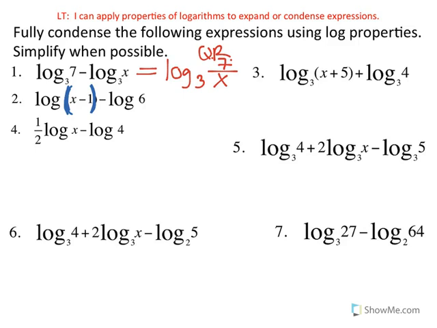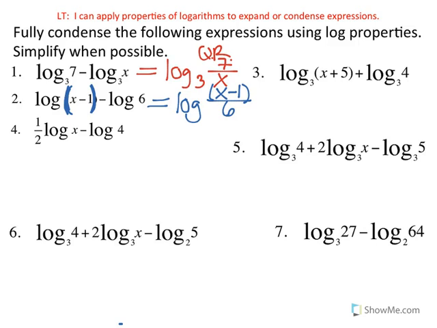Okay. So now that we've covered that, think about your rules that you know so far. Which rule says I've got two logs with the same base that are being subtracted? This is the quotient rule again. Okay. So I'm going to take the log of my base, which is 10. You can either write it or you can not. Log base 10 of the first term, which is x minus 1, divided by the second term, which is 6.